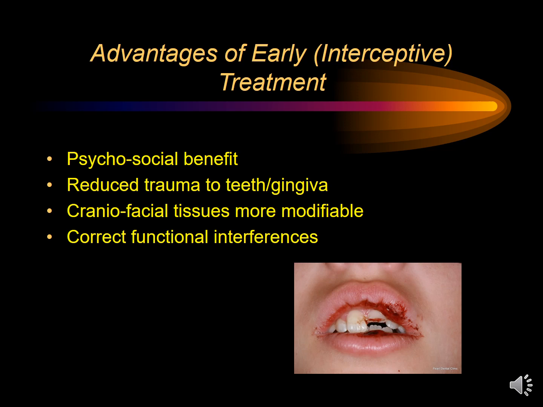Now, the advantages of early interceptive treatment are: one is psychosocial benefit. A lot of patients, for example, with protruding teeth are subjected to teasing in schools, and these children will benefit psychosocially. Also, proclined teeth, which are prone to trauma, may have a reduced incidence of trauma by early interception. Now, the craniofacial tissues are more modifiable at a young age and thus are more amenable to functional corrections.